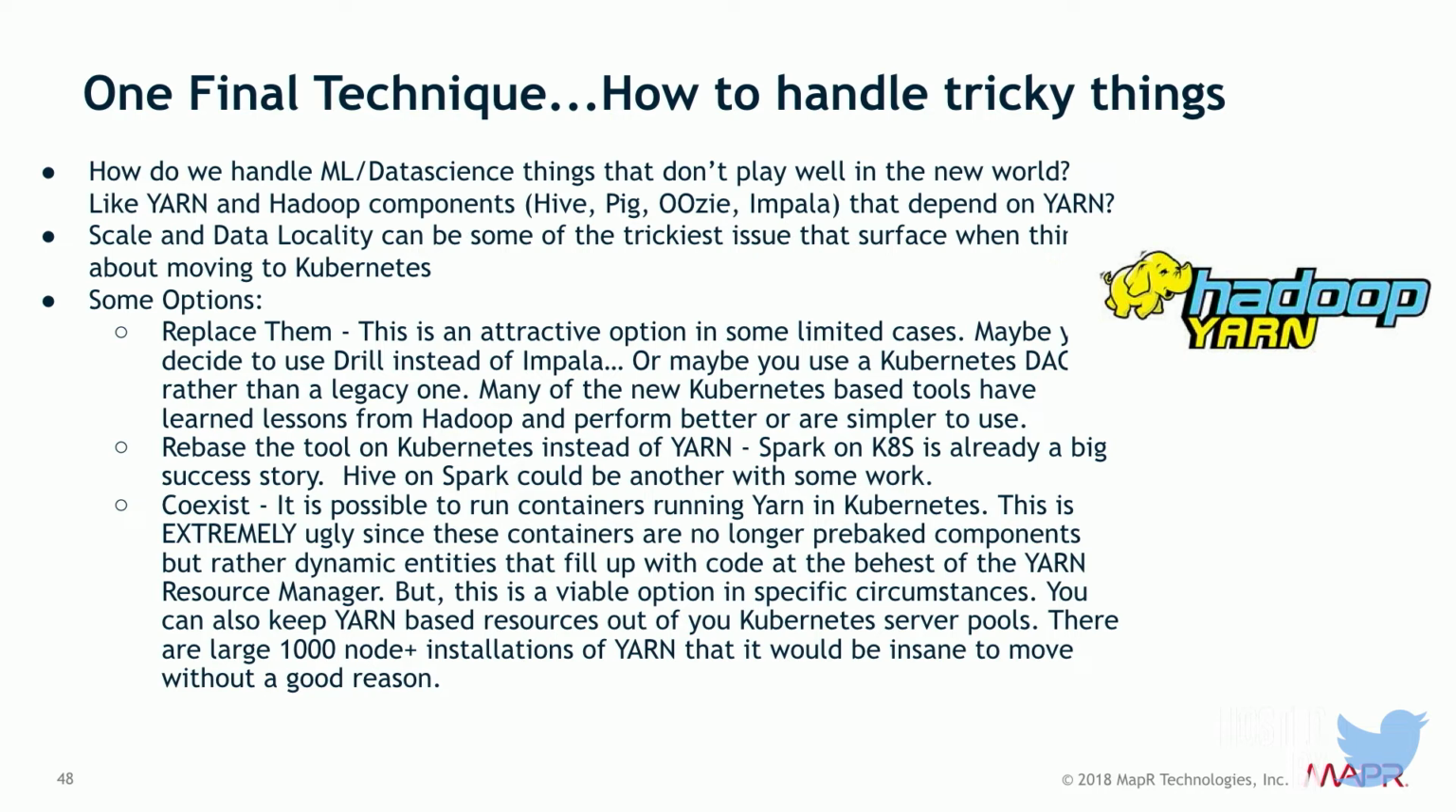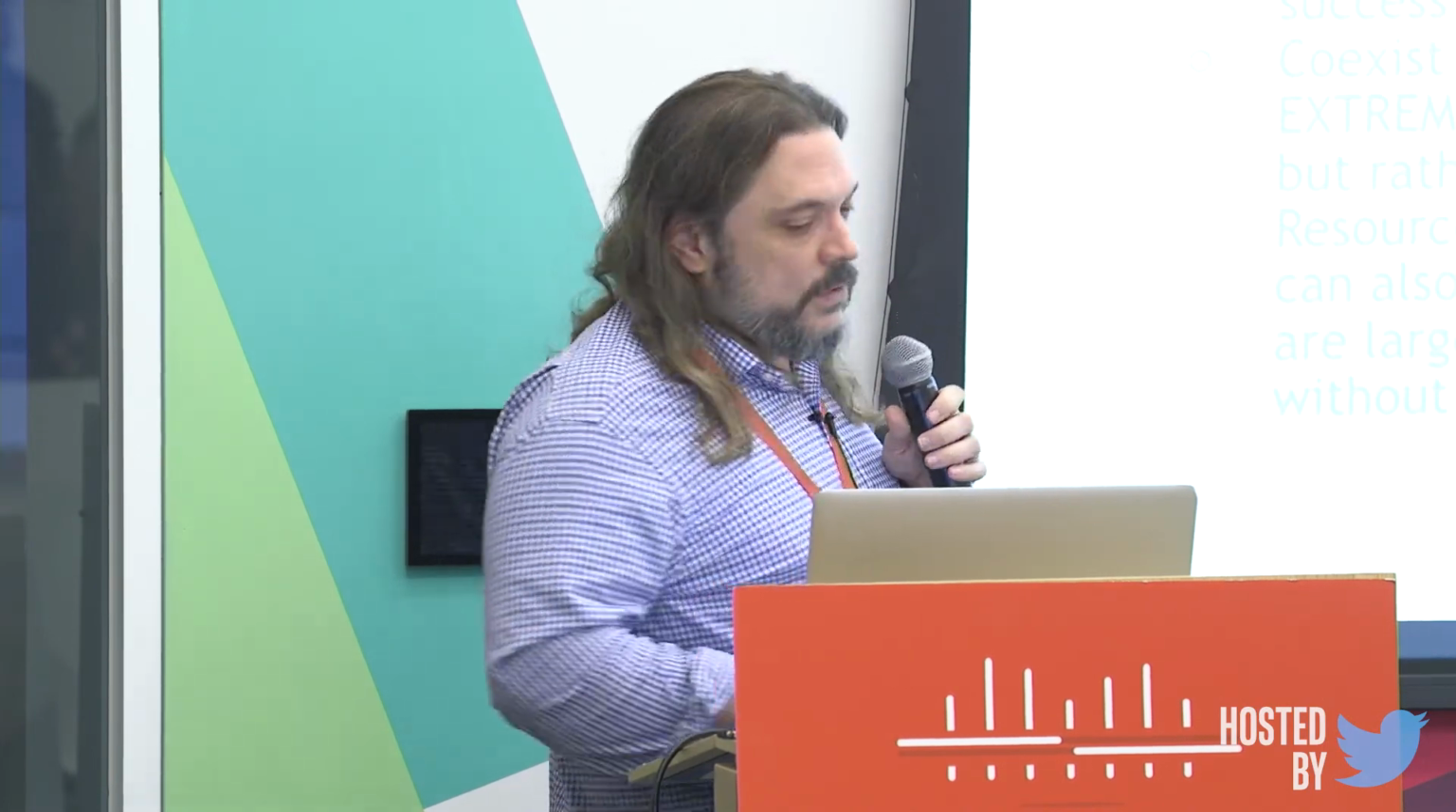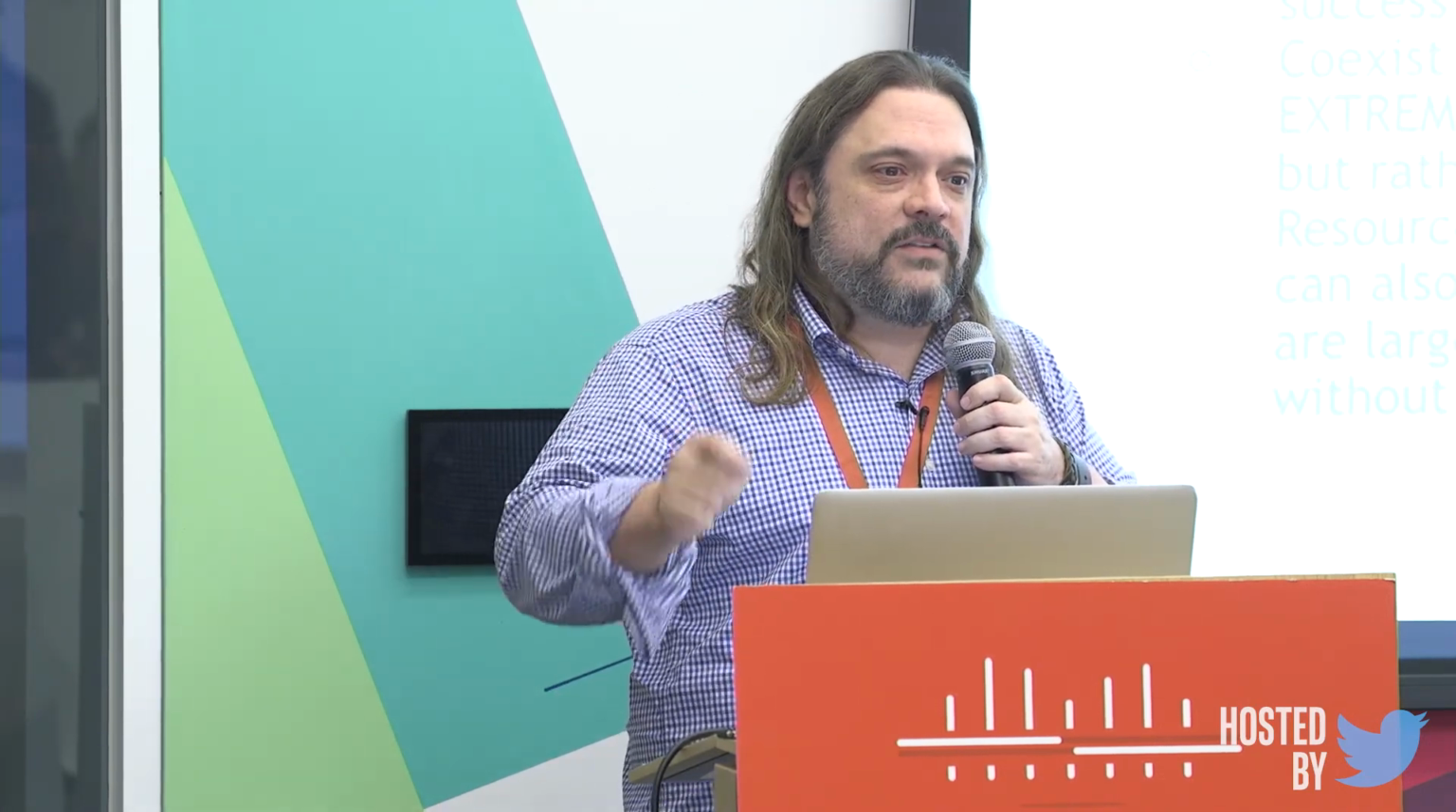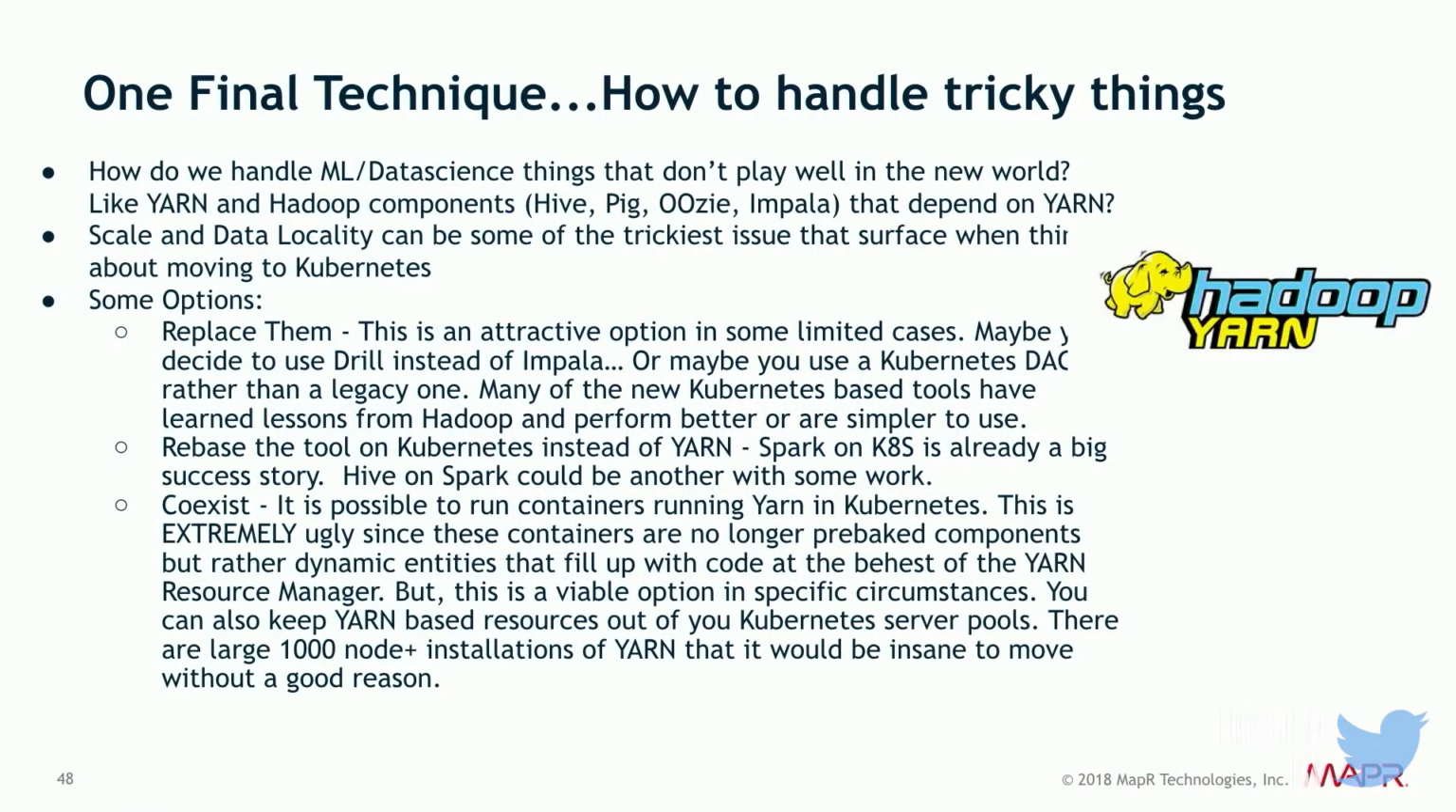The first option you have is replace it. Do you have something in Kubernetes that, with time and thought, is easier to use and faster to use? You can replace it, maybe with Drill or Impala. The next option you have, you don't want to throw everything away though, is rebase that tool. Spark-on-Kubernetes is a really good case study in rebasing the technology on something a little more modern. Hive on Spark could be another way to do some of these big data workloads.